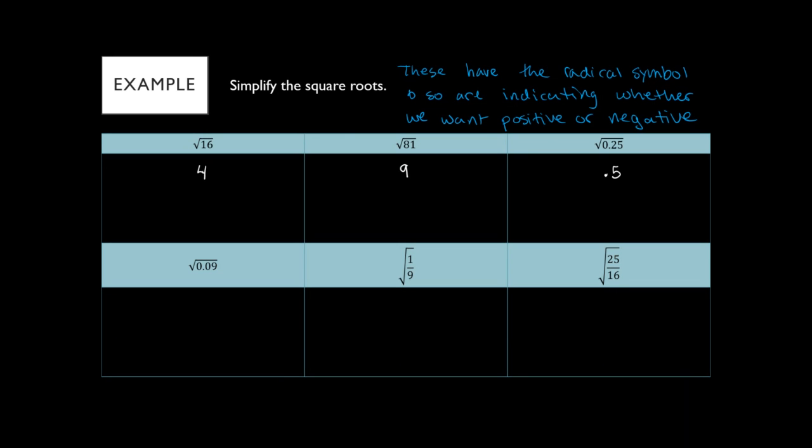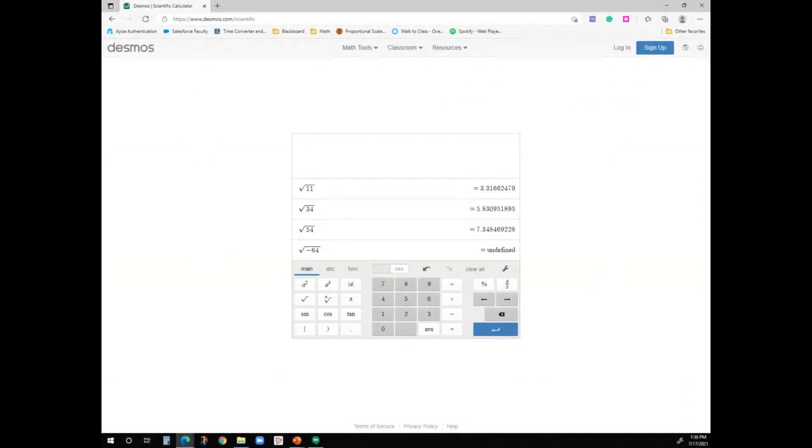Now, undoubtedly, I'm probably going to get the square root of 0.09 wrong, so I'm going to just pull up Desmos for that. Square root of 0.09. Okay, so that comes out to 0.3. So another one where I'd probably put the decimal place in the wrong spot.